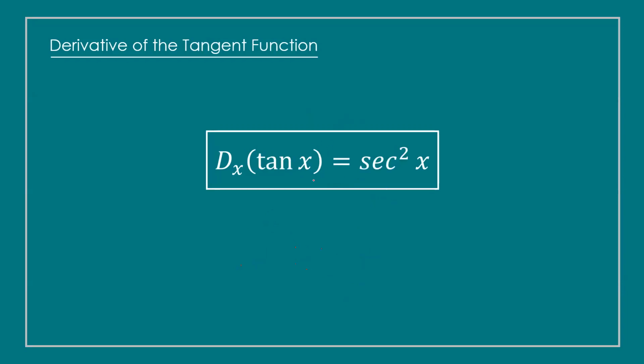Okay, so for tangent, you're going to have it as secant squared. The derivative of tangent is secant squared. So again, if you have a numerical value for the angle, what you're going to do is derive first the whole trigonometric function, and then derive next the angle.